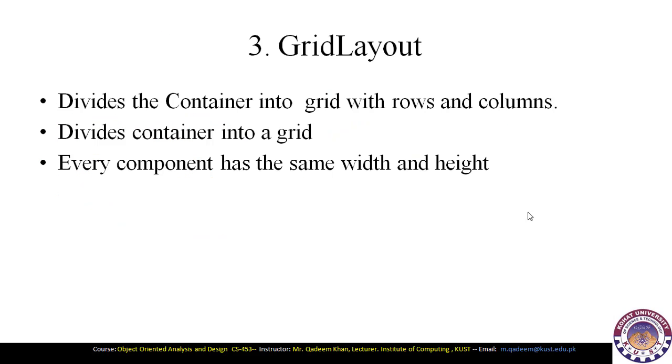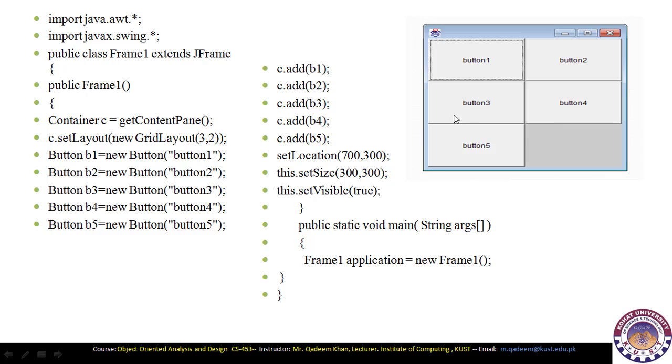The third one is called the grid layout. As its name indicates, the grid layout defines the layout in the form of rows and columns. So it divides the container into a grid with rows and columns. Every component has the same width and height. So in the grid layout, we have the same width and height.